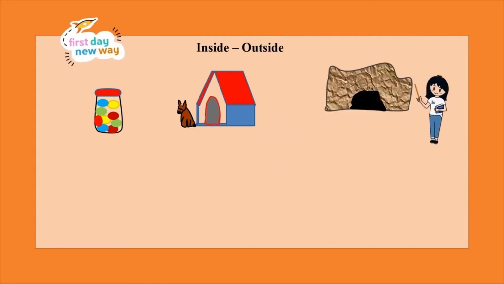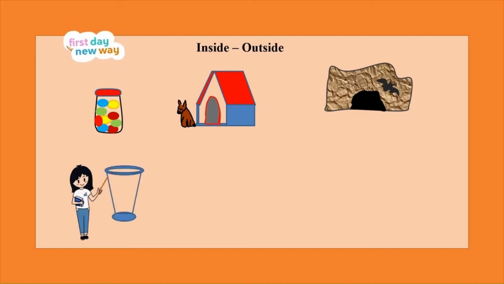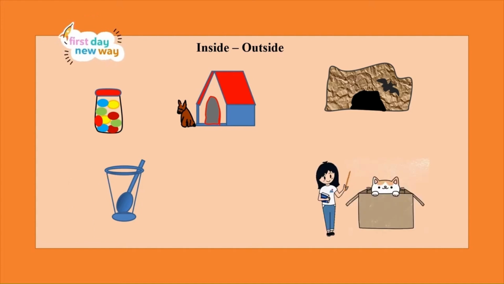So take another example. Here there is a cave and there is a bat. Now where is the bat? The bat is outside the cave. There is a glass here. Where is the spoon? The spoon is inside the glass. Where is the cat? The cat is inside the box.